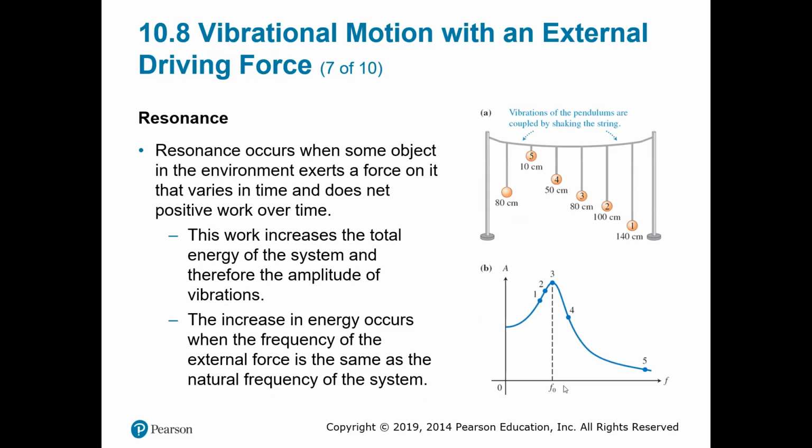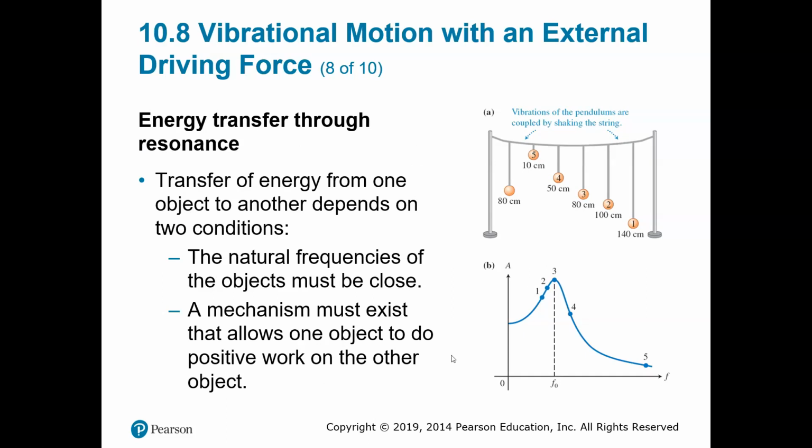Now, resonance is going to occur when some objects in the environment exert a force on it. It varies over time. So it's going to increase the total energy of the system and therefore the amplitude of the vibration. So the increase in the energy is going to occur when the frequency is the same. There is a video I am going to link of the Tacoma Narrows Bridge. This is probably our best and biggest example. It's also known as Galloping Gertie.